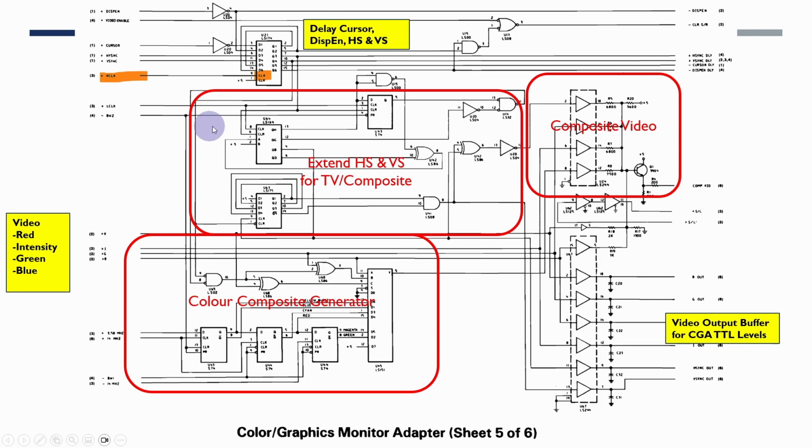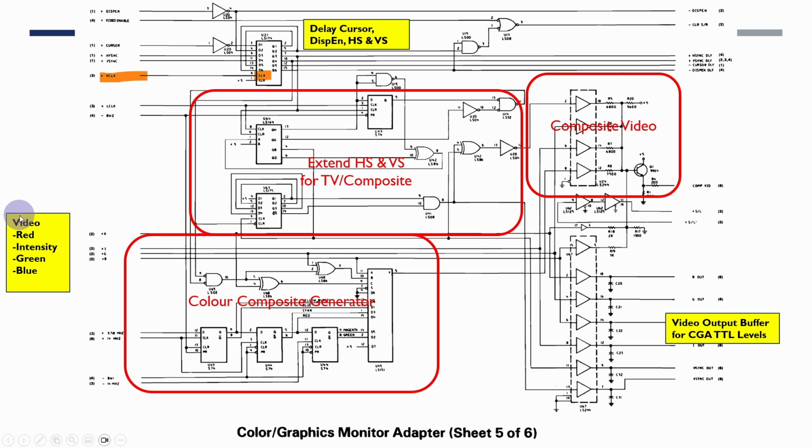So sheet 5 here shows where the composite color generator is. This was necessary to generate the NTSC or PAL type video signals. I suspect there may have been some differences for European CGA adapters, but because we're actually taking the digital outputs from here, so red, green, blue and intensity values, and feeding that into a video digital analog converter, which is VGA compatible, we don't need to worry about this side of things. This is quite tricky to generate the necessary signals for producing the color.